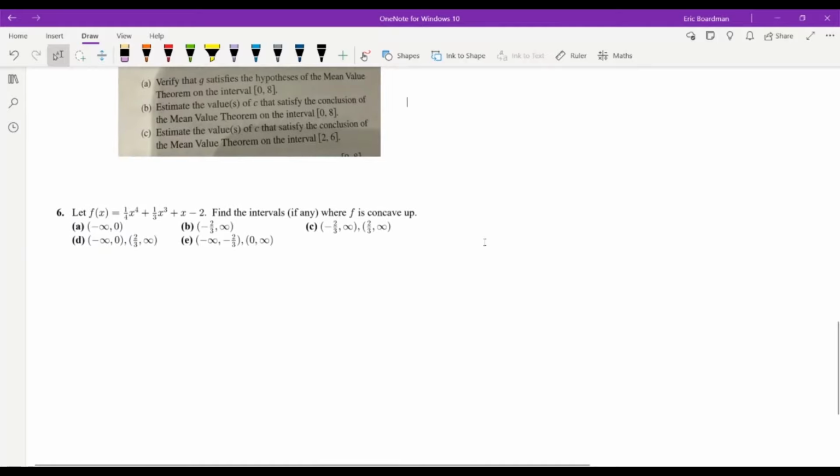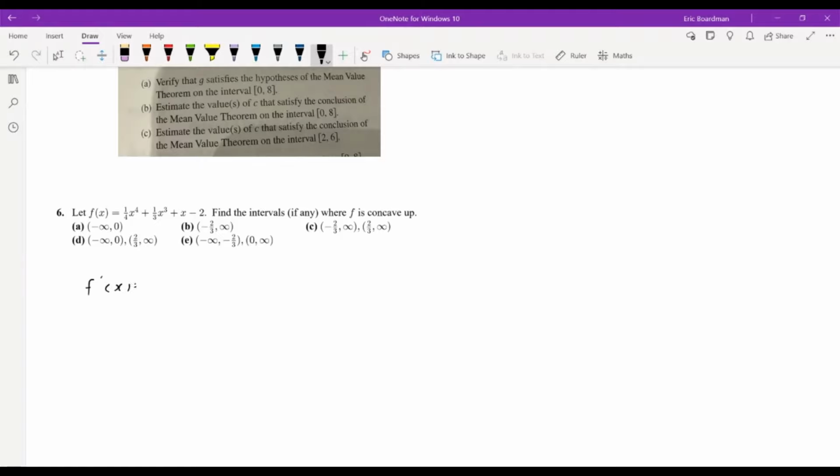Okay, so this question says, let f of x equal 1/4 x to the power 4 plus 1/3 x to the power of 3 plus x minus 2. Find the intervals, if any, where f is concave up. So to check for concavity, we need to find the second derivative. Obviously to do that, we need to find the first derivative first. So we are going to take the derivative.